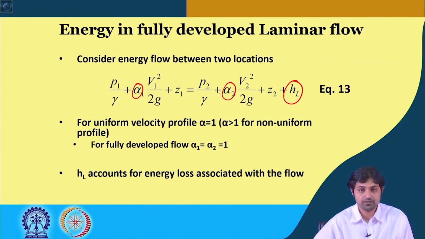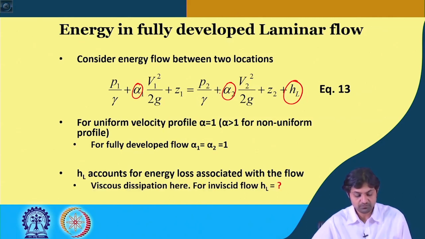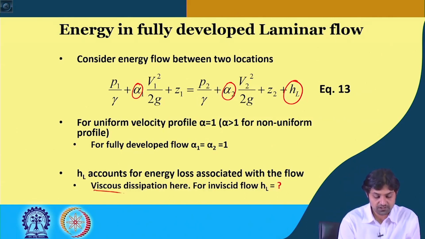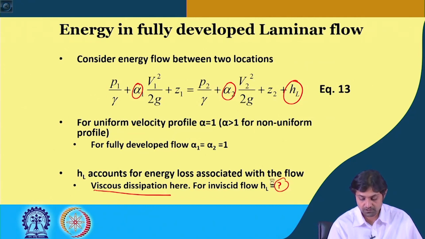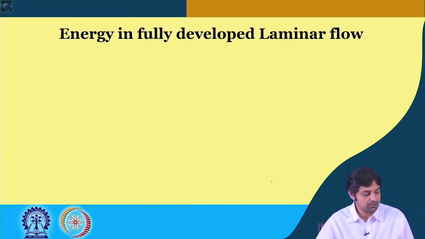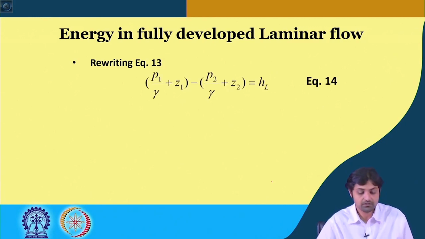So, we have written Bernoulli's equation between point 1 and point 2 accounting for the head loss or the energy loss, and this is due to the viscous dissipation. For inviscid flow there will be no head loss, HL is going to be 0. So, with this background we will rewrite equation number 13. We will get P1 by gamma plus Z1 minus P2 by gamma plus Z2 is equal to HL for uniform velocity profiles.